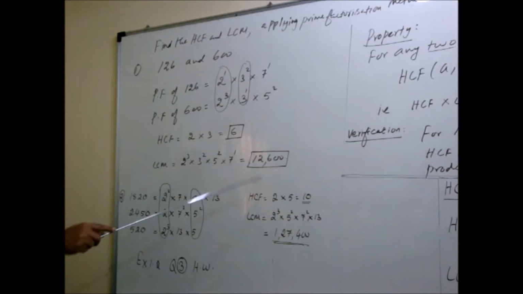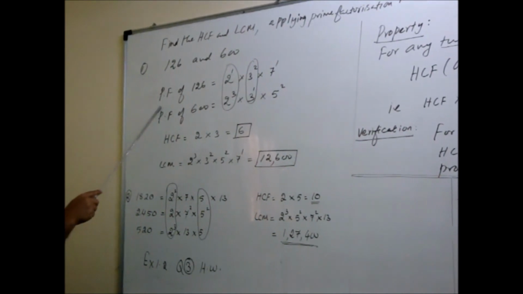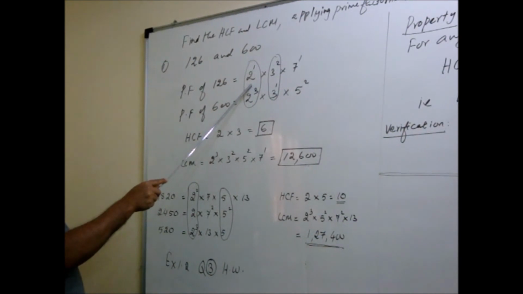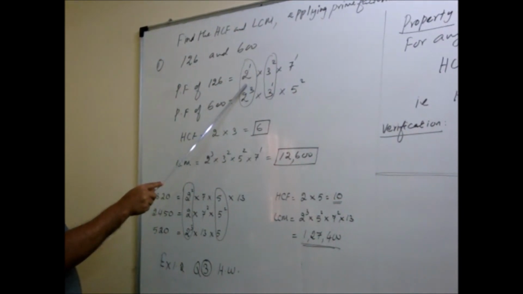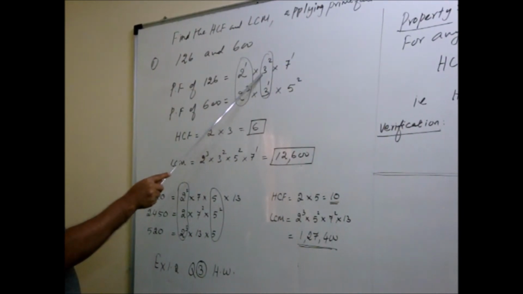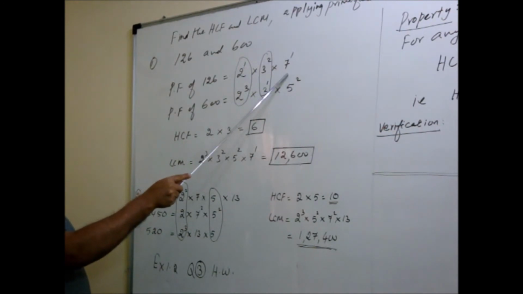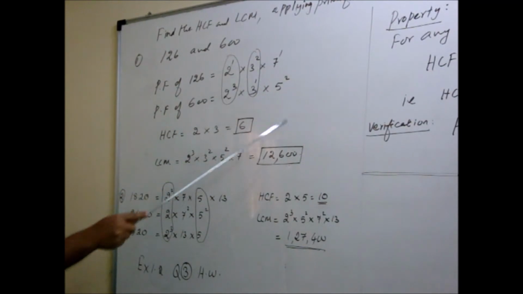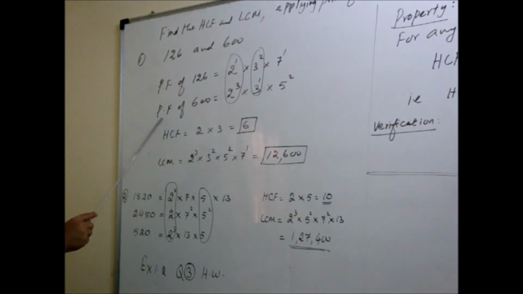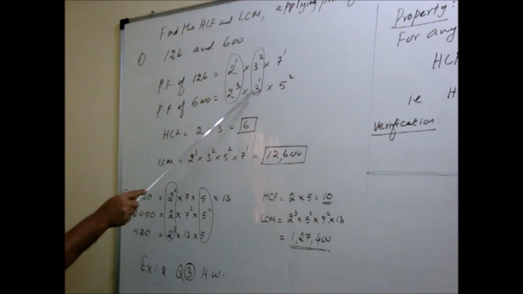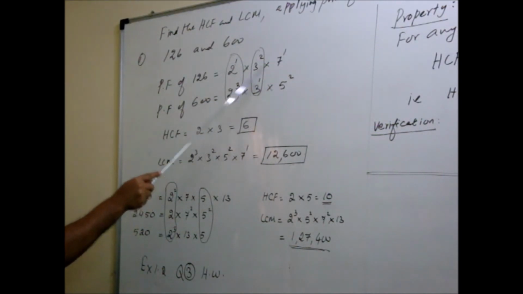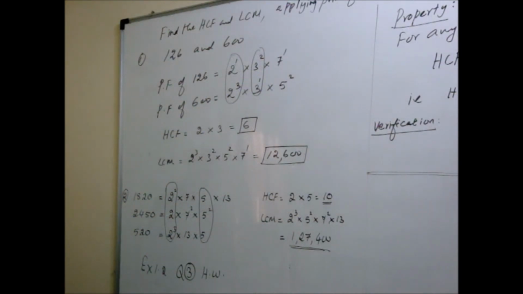In the prime factor method, we write the prime factorization of 126. It is 2 to the power 1, which I wrote in power notation, into 3 square into 7 power 1. Don't mind, 7 power 1 is 7. The prime factorization of 600 is 2 cube into 3 power 1 into 5 square. These two prime factorizations are made ready.